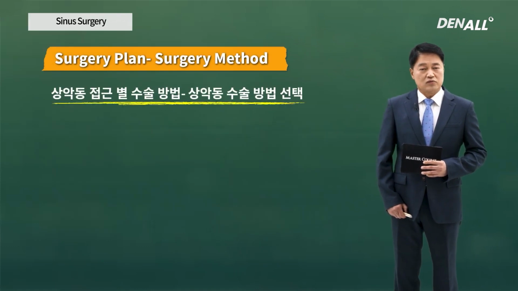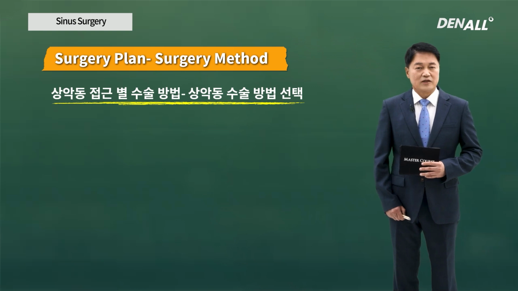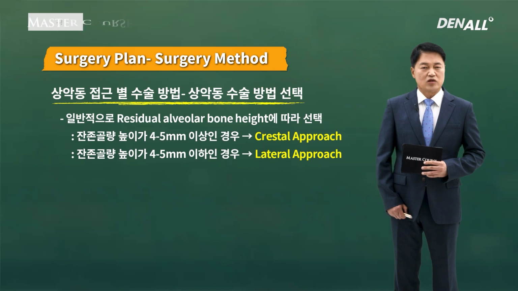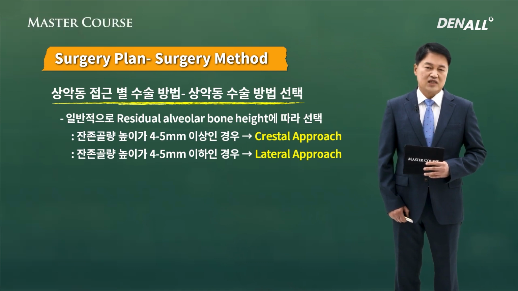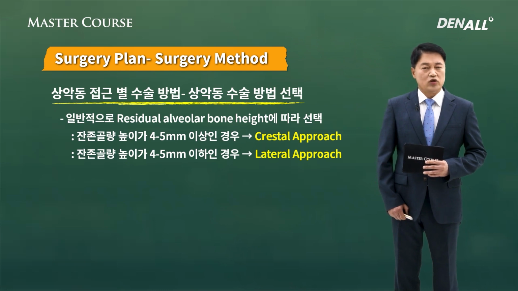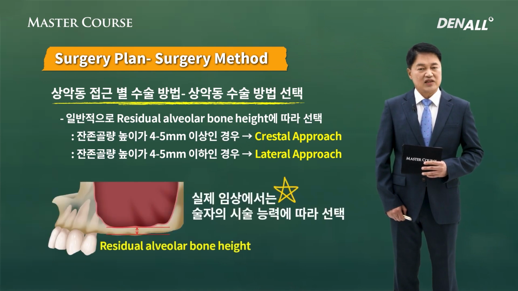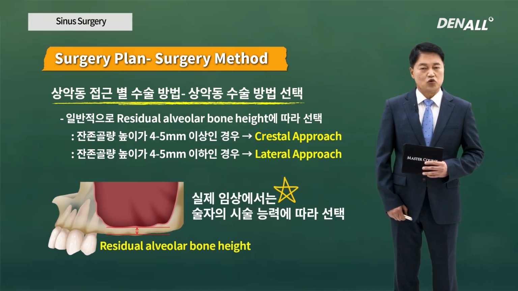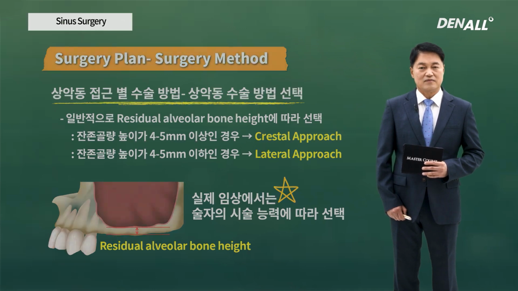Let's look at surgery method by sinus approach. In general, depending on the amount of residual bone, you choose whether you're going to do crestal or lateral approach. In general, if the height of residual bone is over 4 to 5 millimeter, you choose crestal approach, and if it falls below, you do lateral approach. But clinically, more so than the amount of residual bone, the approach is chosen depending on the surgeon's ability.